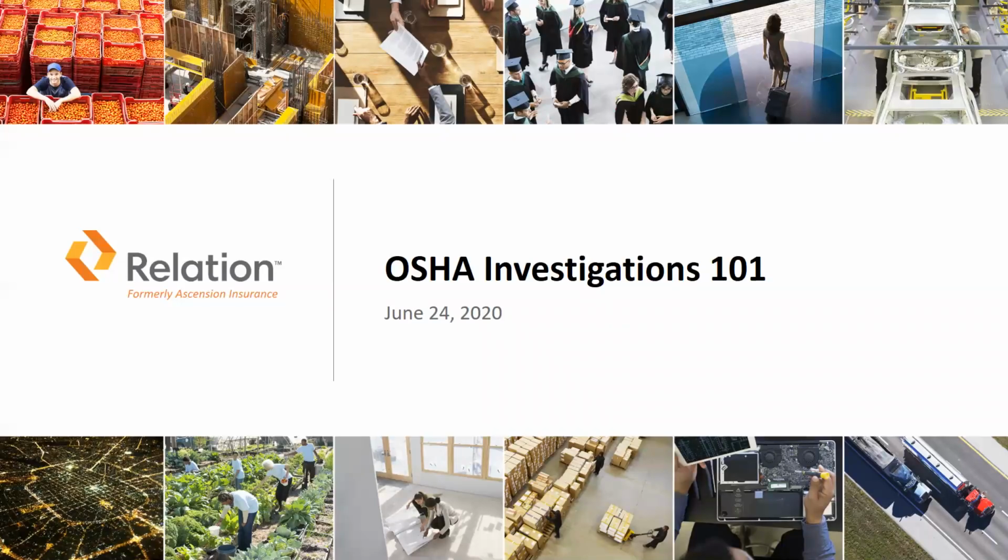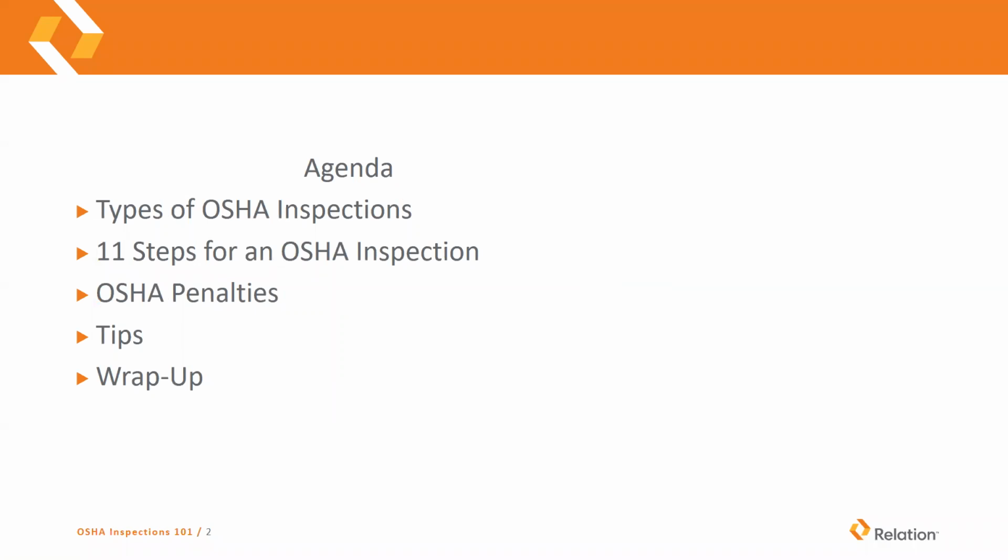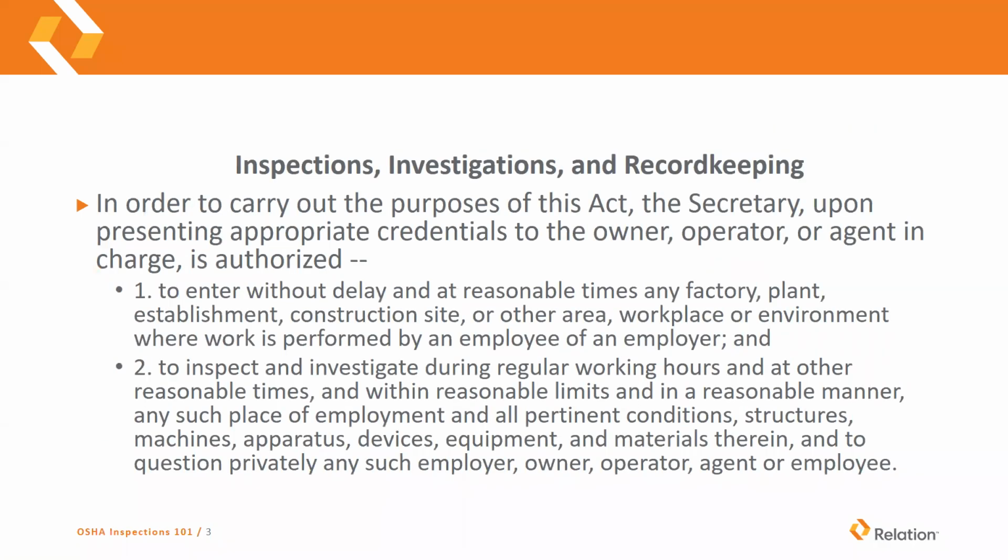All right, good morning. Today we're going to talk about OSHA investigations. So for the agenda, we're going to talk about the different types of OSHA investigations or inspections. I kind of use the two interchangeably. Then 11 steps for an OSHA inspection, OSHA penalties, some tips, and then we'll wrap it up. So: inspections, investigations, and record keeping.